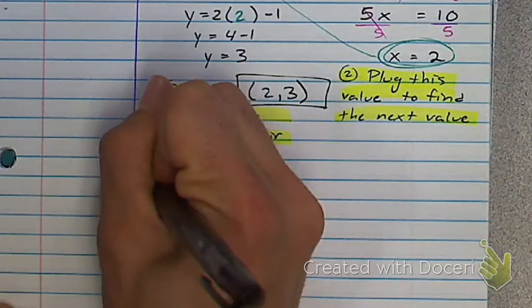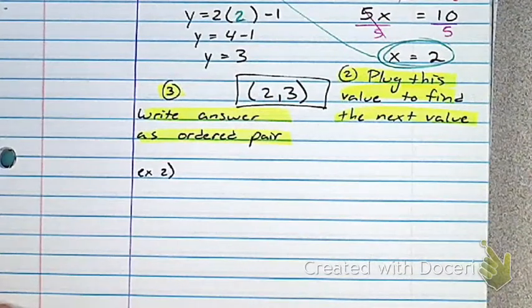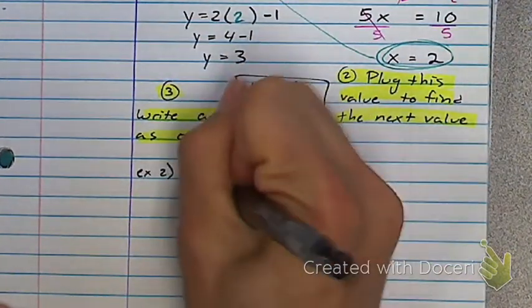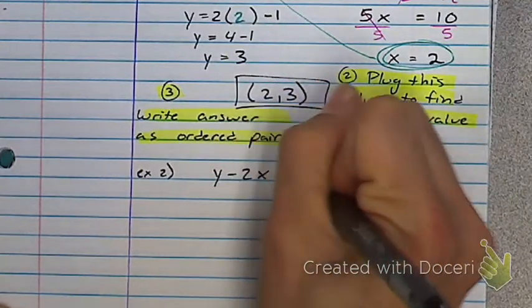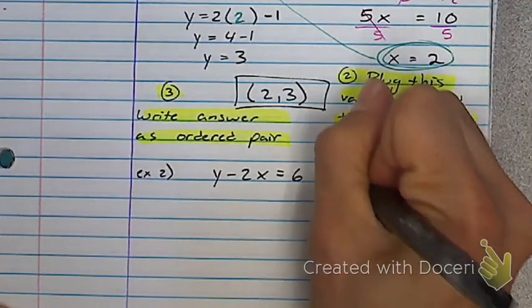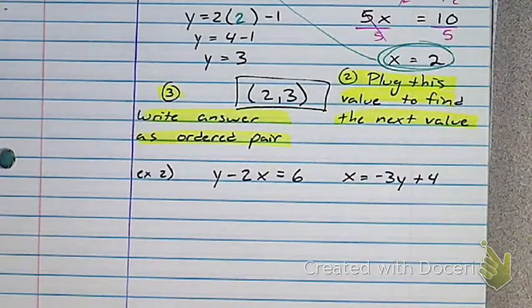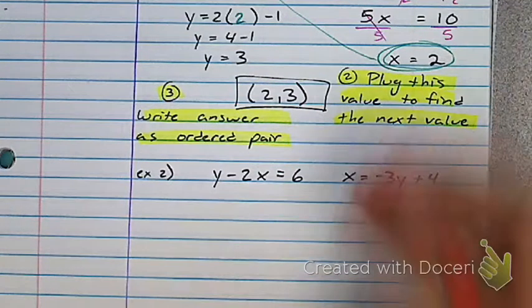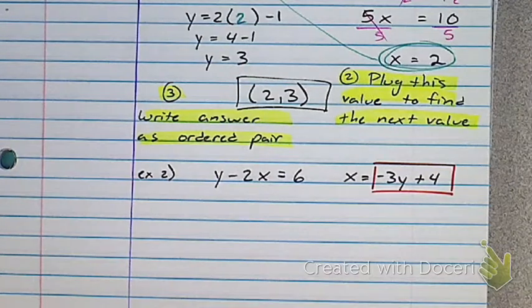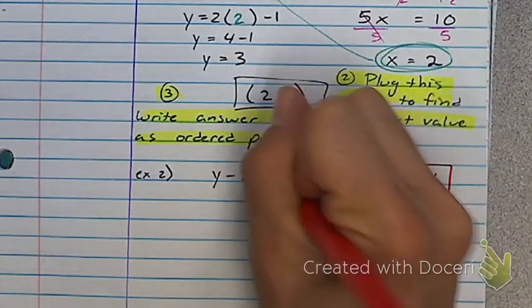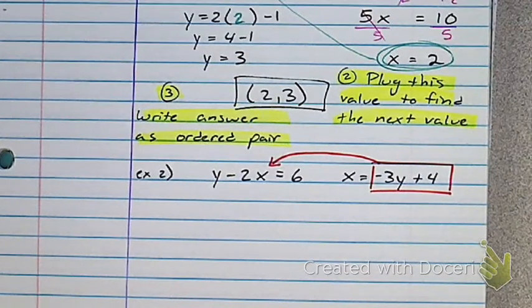Example 2. Which one am I going to plug in to the other? Which one? The one on the right. How do you know? Good, because it says x equals. So this is going to go into my x. Go ahead and try this problem on your own.